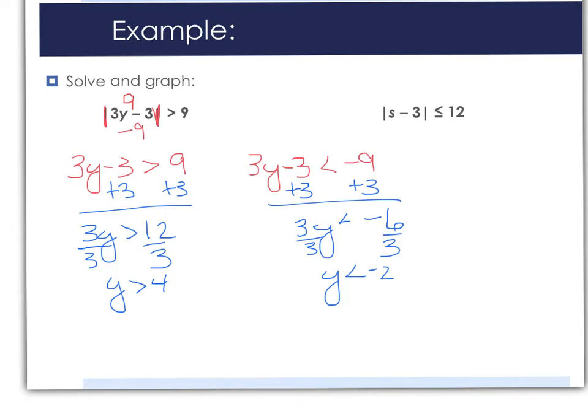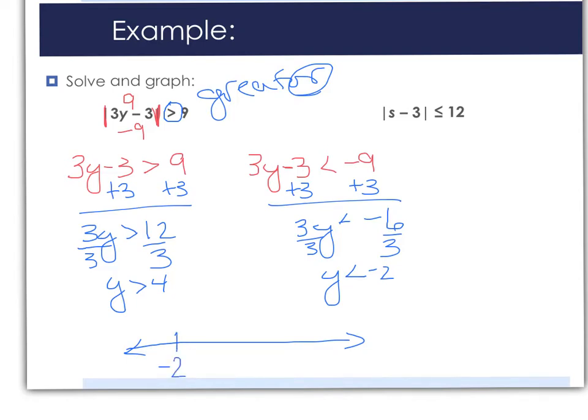Again, in my original inequality I see greater. I misspelled it on purpose. That's an OR statement, which means my graph has to go in both directions, and they're going to go away from each other. So here's negative 2. Over here is positive 4. It's an OR statement, so y has to be either greater than 4, so all the numbers larger than 4, or y is less than negative 2, all the numbers less than negative 2.